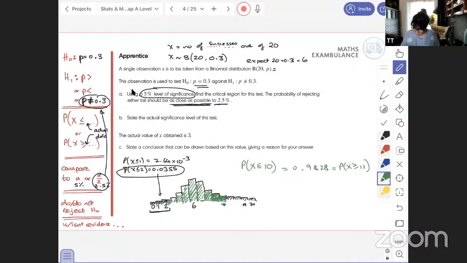So I'm going to go one higher. I'm going to go all the way up to 11. I'm going to find the probability that X is less than or equal to 11. 11, 20, 0.3. There. Now, which of those is closer? I need the right-hand bit to be as close as possible to 2.5. So I need the left-hand bit to be as close as possible to 0.975. This one is closer to 0.975.